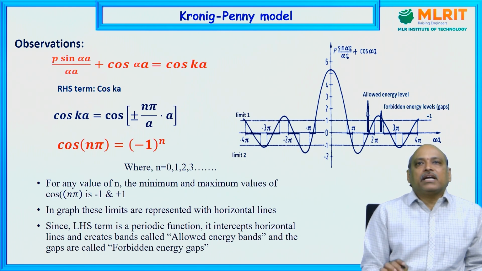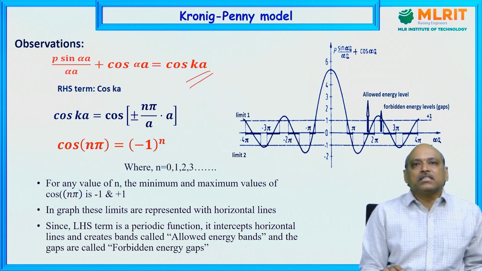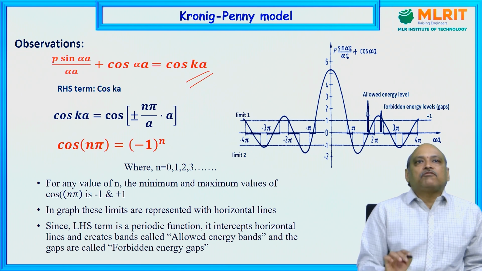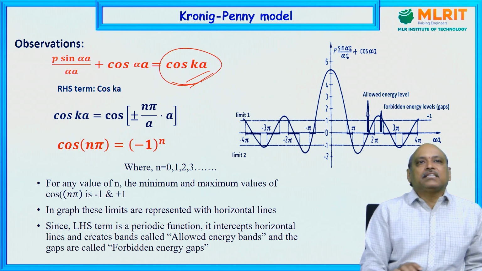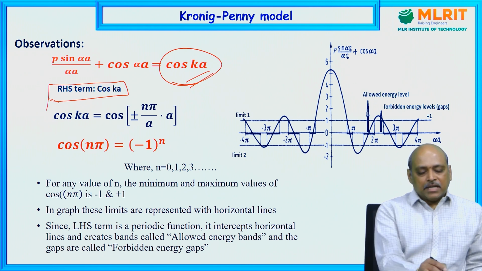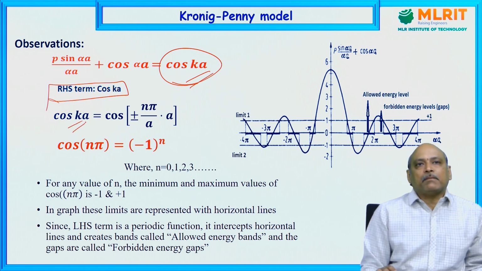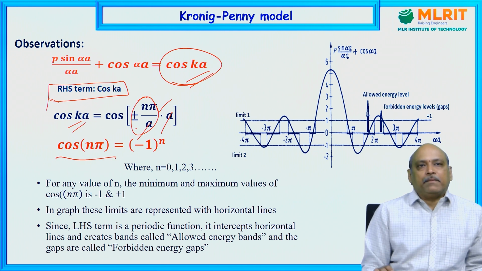Now how can we understand how this equation tells us about the formation of energy bands and the formation of forbidden energy gaps? To understand that, first we will take the RHS term. The RHS term is cos Ka. We know that the K value is nothing but plus or minus n pi by a. If you substitute that K value here, cos of plus or minus n pi by a into a, the a gets cancelled. We are getting cos n pi, where n values are taken as 0, 1, 2, 3, as like that.